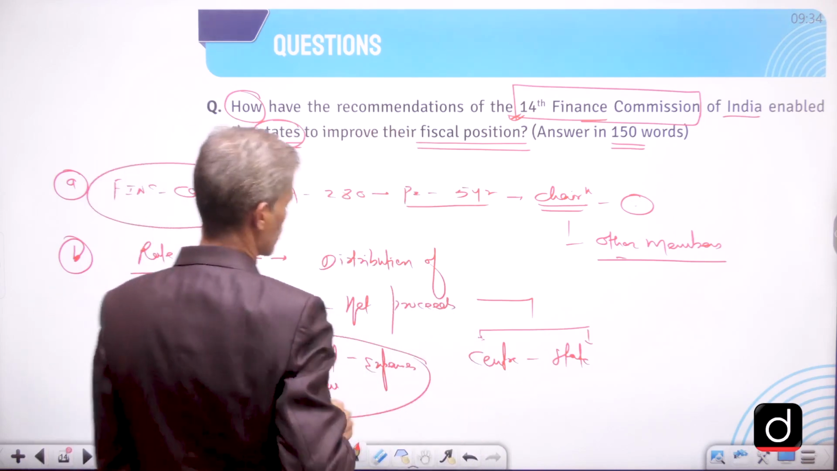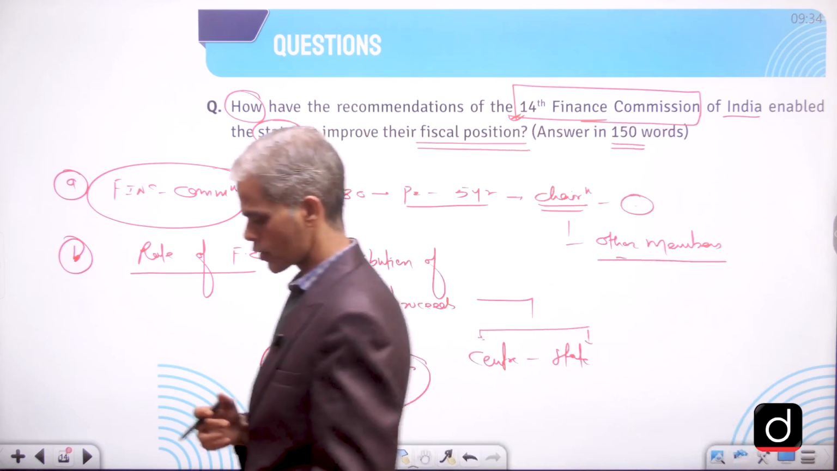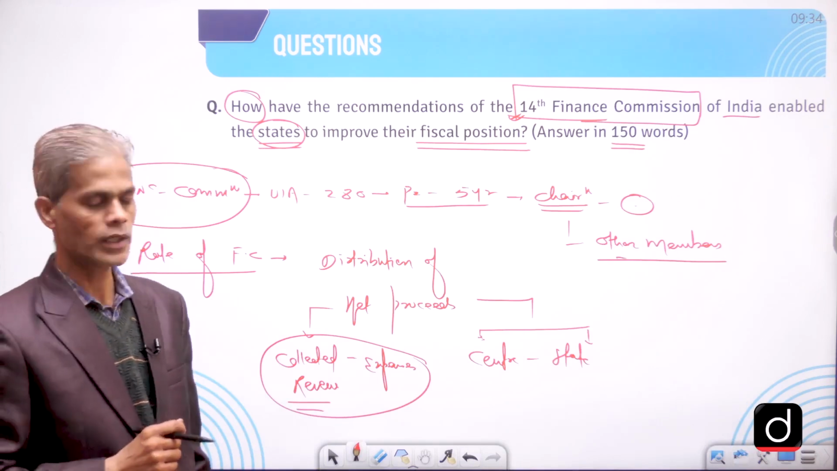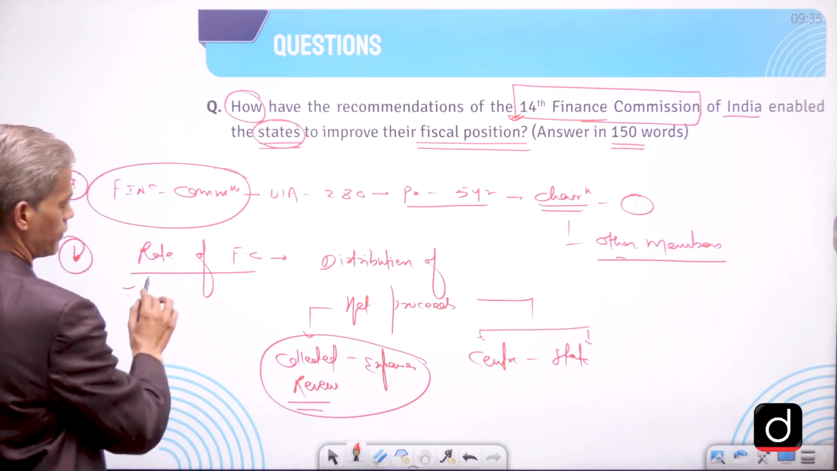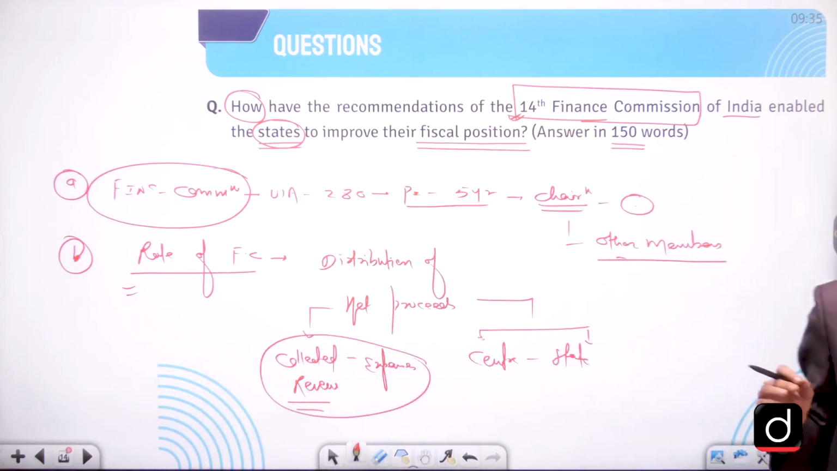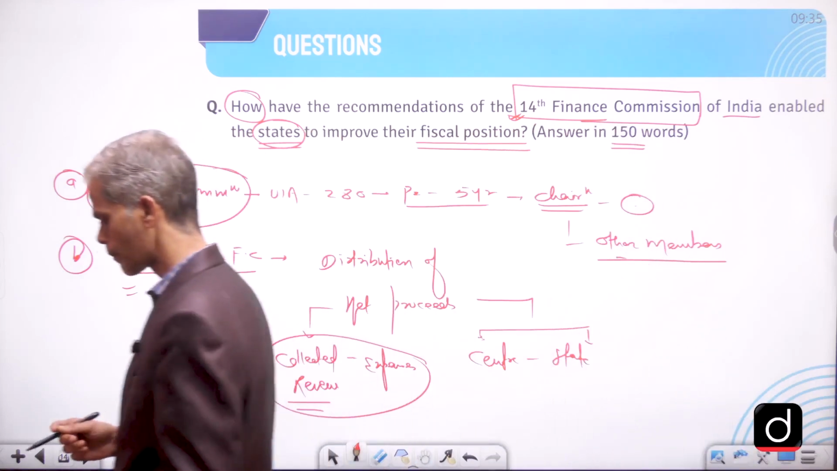So this is the constitutional body which is constituted for this purpose. There are many functions to it, but one of the most important is to recommend the distribution of net proceeds. But the biggest problem is that it is recommendatory. It just recommends. Whether the government will accept it or not is a different thing.